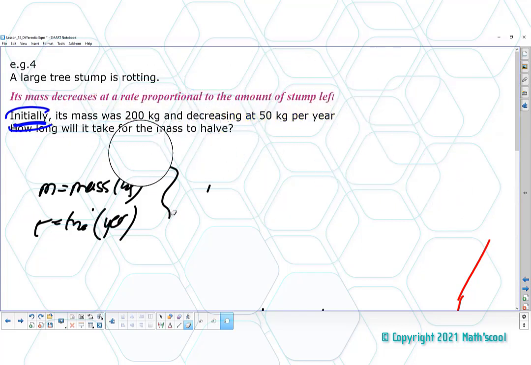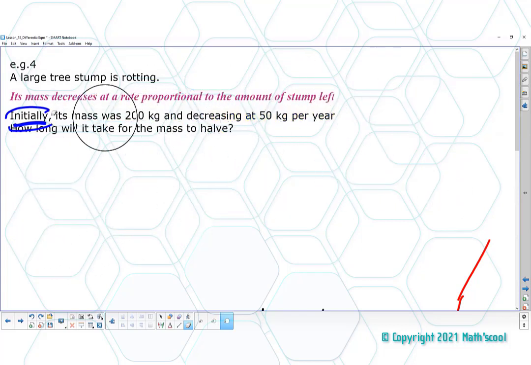The quick way, you don't need to know differential equations to do it the quick way. You can just be like a layperson. This is how they would do it. Somebody who doesn't want to study maths at all. Initially, its mass was 200 kilograms. Okay, 200 kilograms, it's a lot, but it's all right. It's a tree. They're quite heavy things. The stump of the tree is quite heavy.